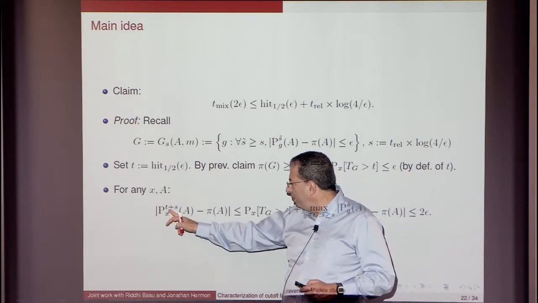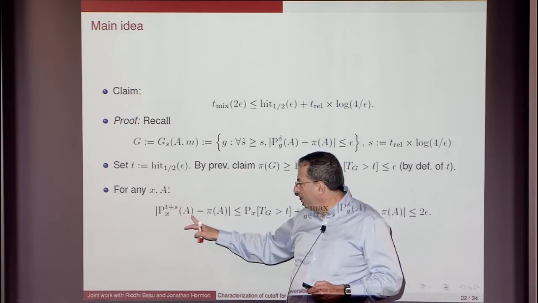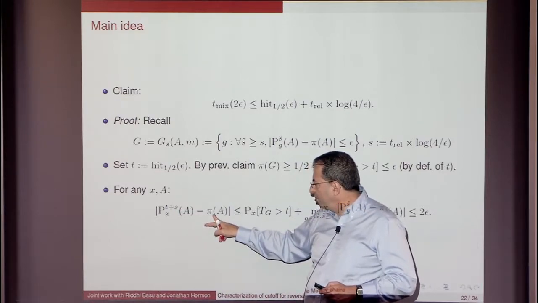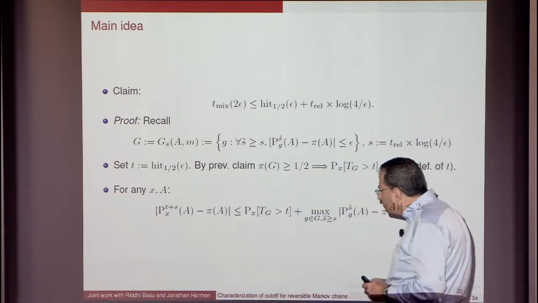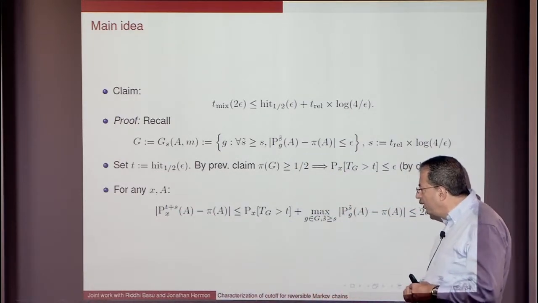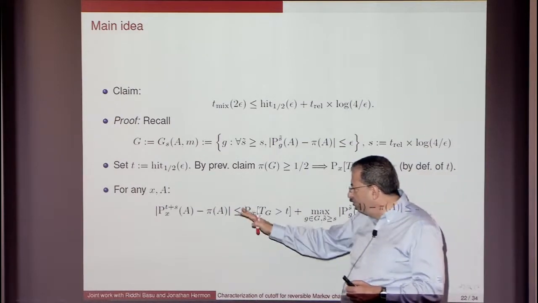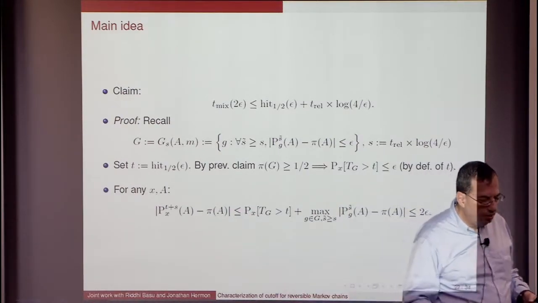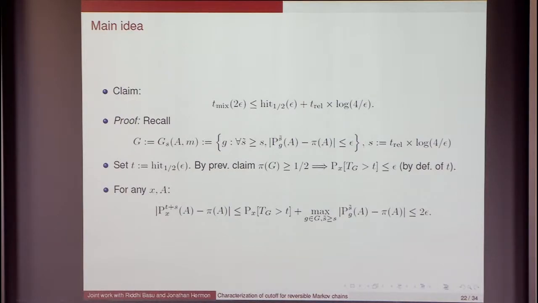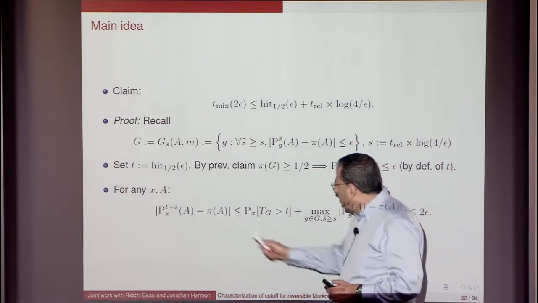So now we want to show that T plus S is a good bound for the mixing time. So we want to compare, for any set A, the probability of A at time T plus S compared to pi of A. So how can we bound this? It's in fact enough to bound it from above for all sets A, even without the absolute value.